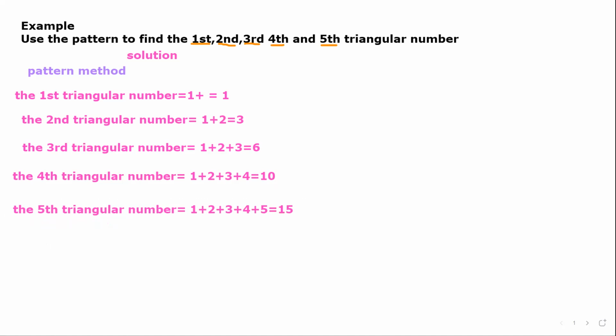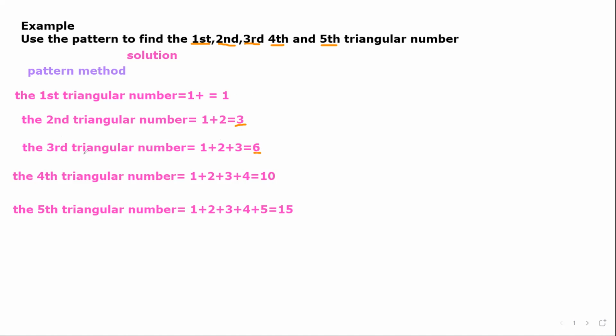Now, the first triangular number means you are adding the first counting number, and the first counting number is only 1. That is why 1 plus nothing gave us 1. So the first triangular number is 1. The second triangular number means we should add the first 2 counting numbers, 1 and 2. So the 3 here is the second triangular number. Then the third triangular number is to add the first 3 counting numbers, 1, 2, 3. When you add them, you get 6.